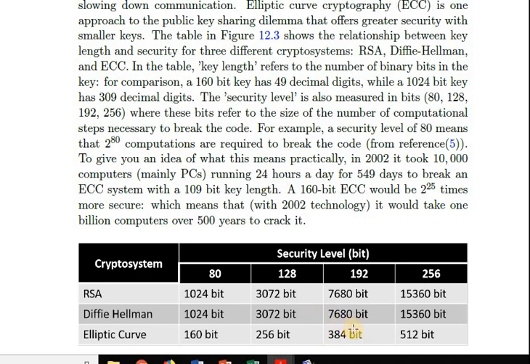So that's basically the idea conveyed with this table. The fact that the numbers for elliptic curve are much smaller than the numbers for Diffie-Hellman or RSA means that elliptic curve is a better alternative when it comes to encryption.